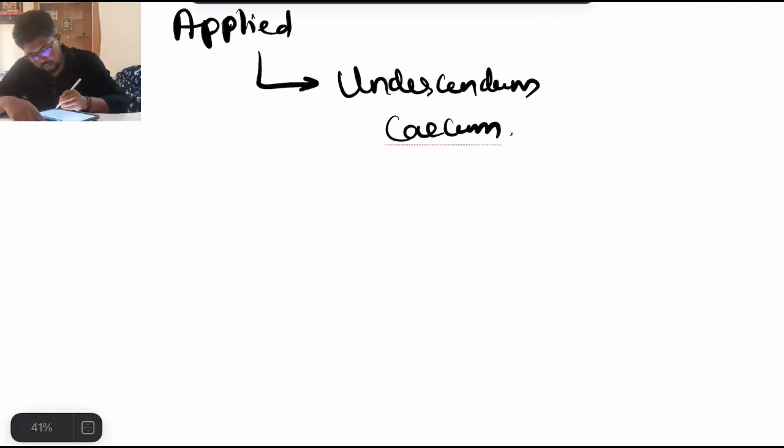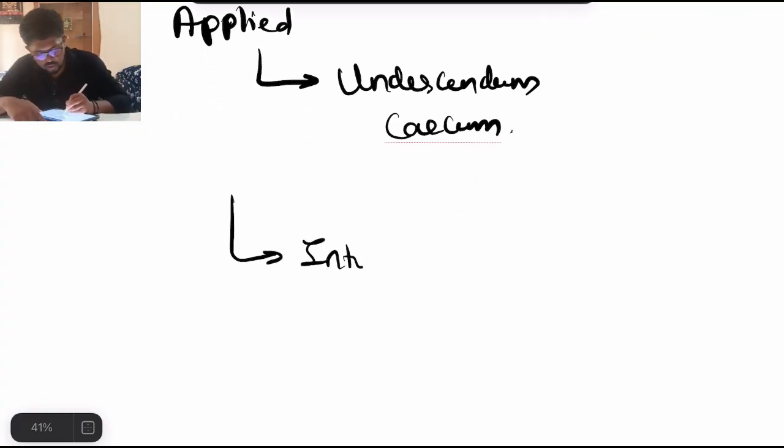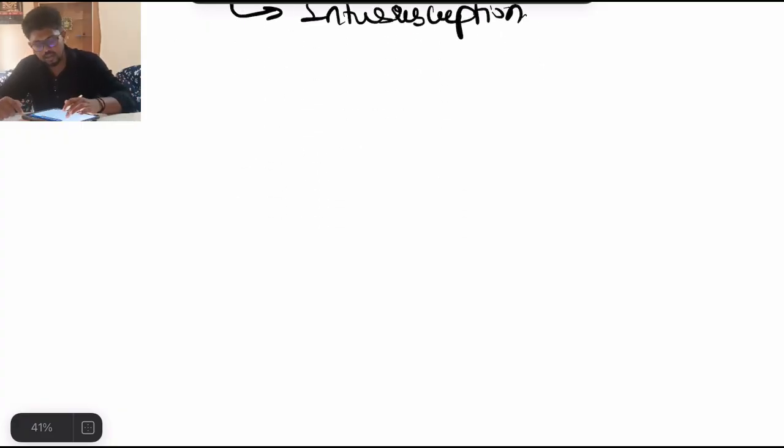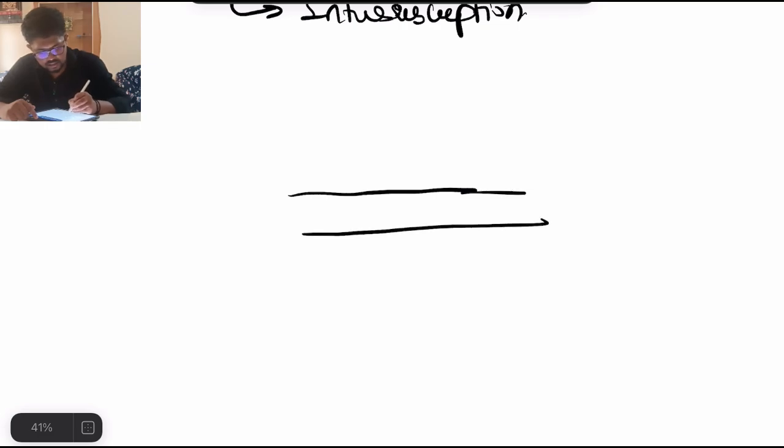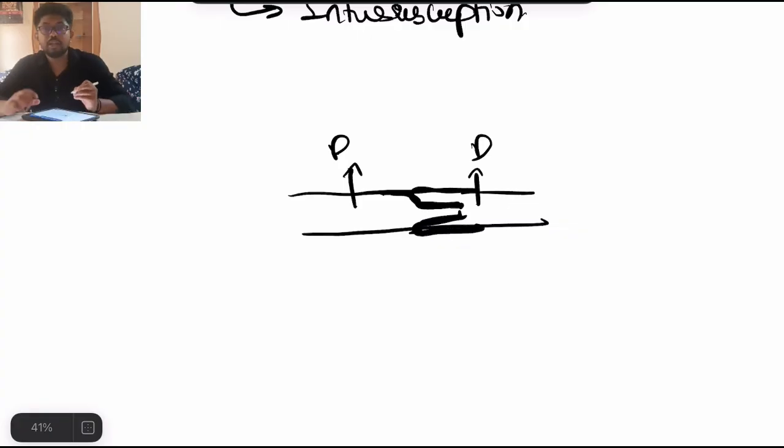Then one more term you should know in the applied anatomy part, that is intussusception. So what is this intussusception? If this is the intestine, this is the proximal segment and this is the distal segment. If the proximal segment gets invaginated into the distal segment, the proximal segment of the small intestine is invaginating into the distal segment of the large intestine. This can occur at the ileocecal junction. So that is what intussusception means, and this can lead to obstruction of the bowel.